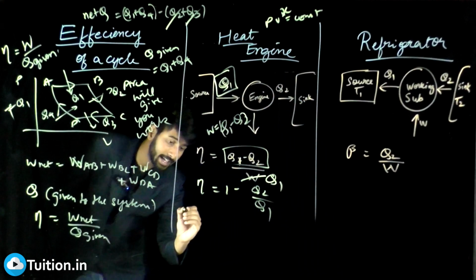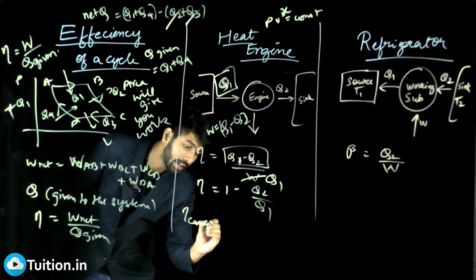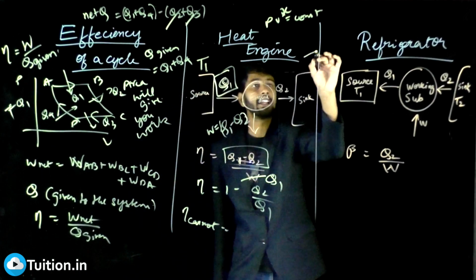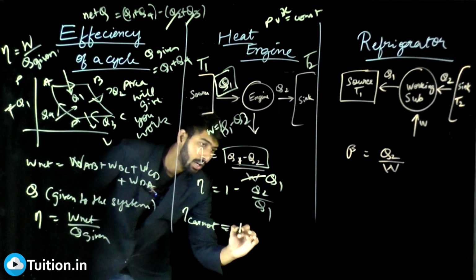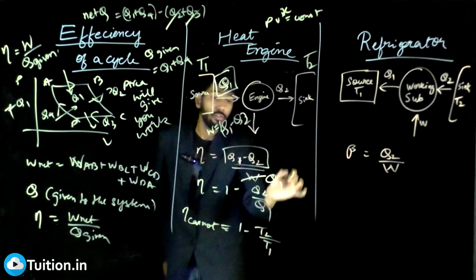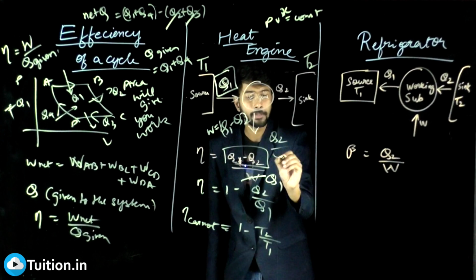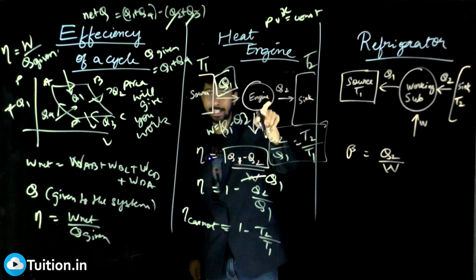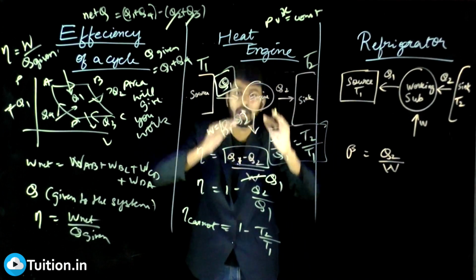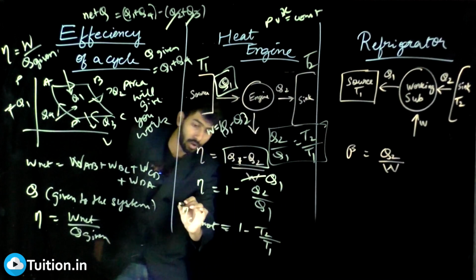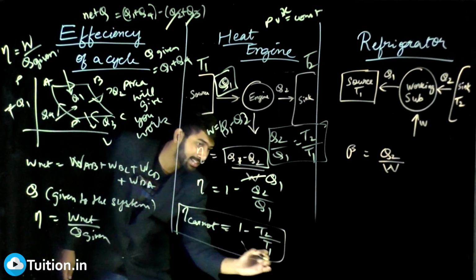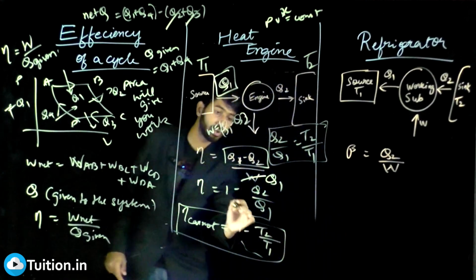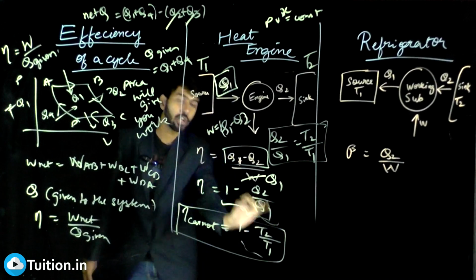Remember, only for a Carnot cycle, I can also do this. If source is at a temperature T1, sink is at a temperature T2, then I can also write this as 1 minus T2 by T1, because for a Carnot cycle, Q2 by Q1 is equal to T2 by T1, right? This is for a Carnot cycle. So if I tell you that this heat engine is a Carnot engine, only then you can use this formula. Then you can use either this or this, it will give you the same result. But if it's not mentioned as a Carnot cycle, then you're supposed to use this and not this, right?